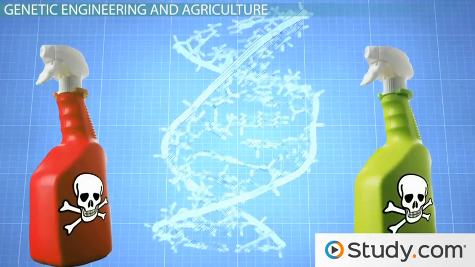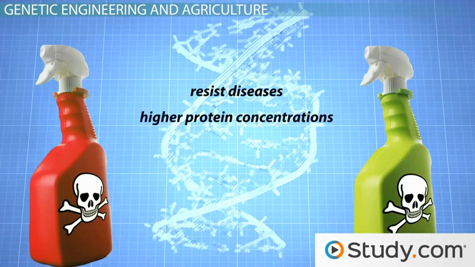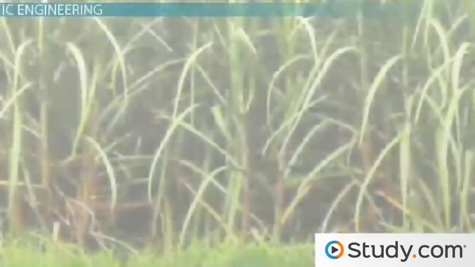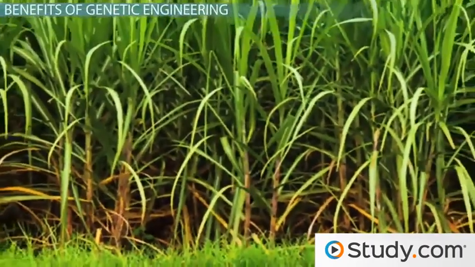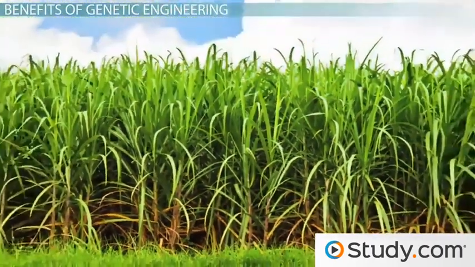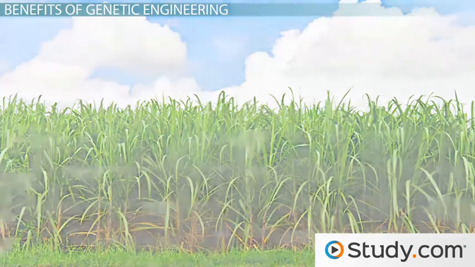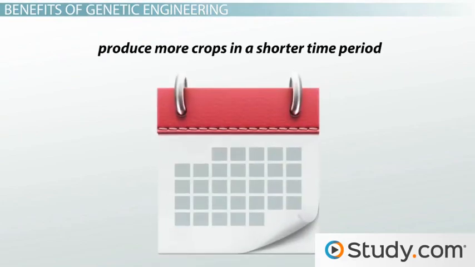In addition to these common types of genetic engineering, agricultural crops are also modified to resist diseases and produce crops that have higher protein concentrations, higher levels of vitamins and minerals, and delayed fruit ripening. The use of genetic engineering and the creation of genetically modified crops has resulted in many benefits for the agricultural world. The most noticeable benefit is that genetic engineering has made it possible to produce more crops in a shorter time period.